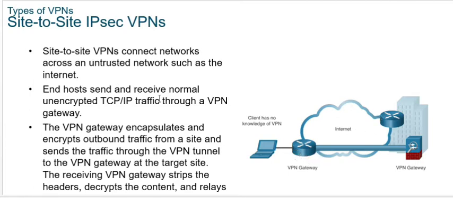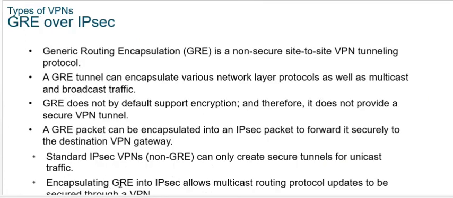So end hosts send and receive normal unencrypted TCP/IP traffic through the VPN gateway when they're just going out to the public, untrusted stuff. When we're actually moving data between one private network and the other, the VPN gateway encapsulates and encrypts all this traffic. It has to go through the tunnel, and it makes sure that it gets securely delivered to the other side. So this is the GRE that we were talking about. That's a Cisco item.